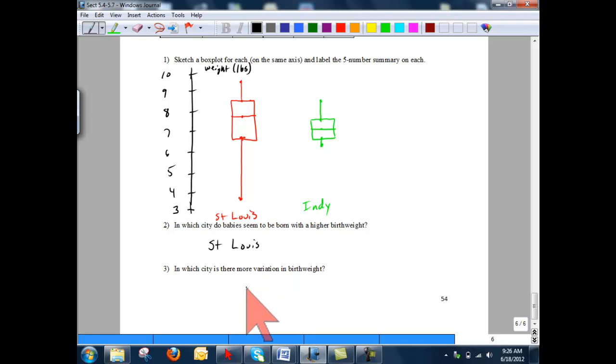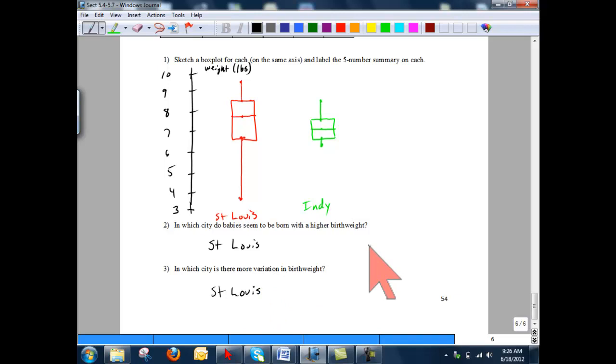In which city is there more variation in birth weight? Now the question is about the spread here. How spread out are the data from each other? And there clearly is more spread in the data from St. Louis, much more.